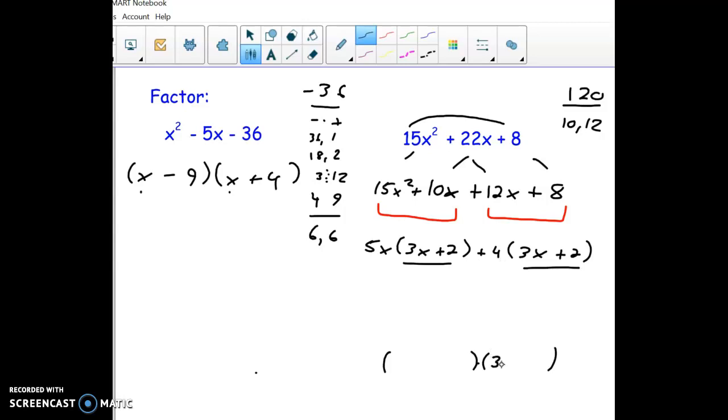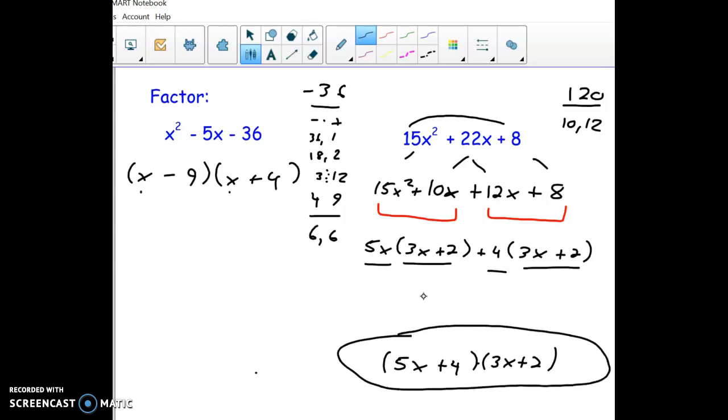So that's one of my factors, is 3x plus 2. And the other factor comes from whatever's in front, so it's 5x plus 4, right? And so that is this thing factored apart. So with both of these we get 2 little binomials, but this one's much harder because it's not a 1x squared.